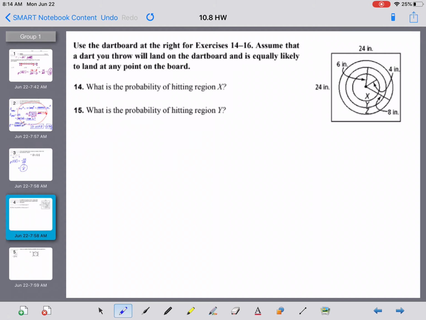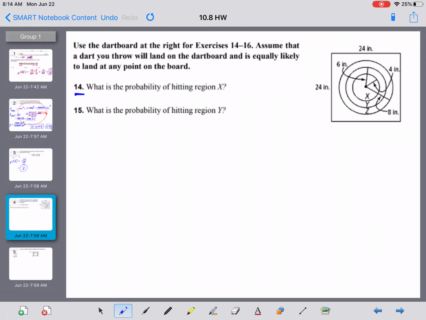Okay, on these problems here, again, you were asked to do the odds, so I'm going to do 14 with you here. And this is a geometric probability, and I wish they gave you one that was a little bit more straightforward, but they're making us jump through some hoops right here. So let's take a look at what's going on. Use the dartboard at the right for exercises 14 through 16. Assume that the dart you throw will land on the dartboard and is equally likely to land at any point on the board. We want to know the probability of hitting region X.